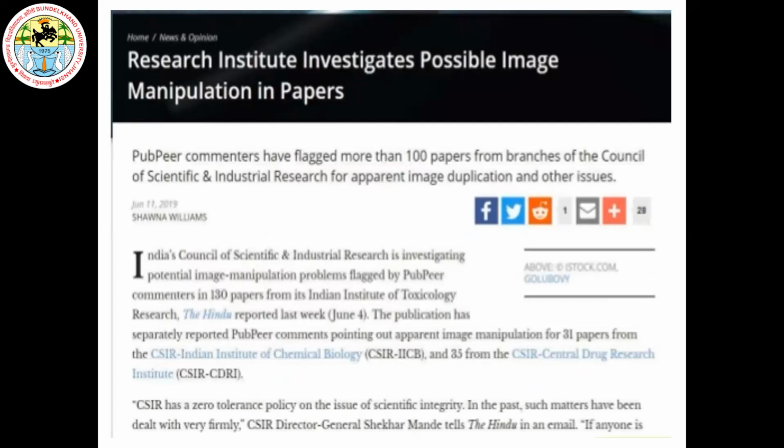One of the CSIR, the Council of Scientific and Industrial Research, which has a large number of laboratories distributed throughout India. There also, PubPeer commenters have flagged more than 100 papers from the branches of the CSIR for apparent image duplication and other issues. This was a big issue about a year and a half back. Many of the images were duplicated, so they are big reputed labs.